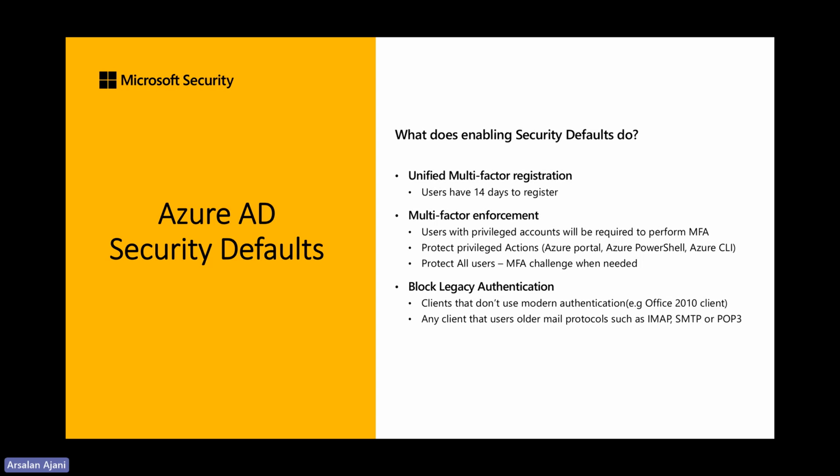Lastly, security defaults also blocks legacy authentication. Legacy authentication is a term that refers to authentication requests made by clients that don't support modern authentication. So think of the Office 2010 client, and also clients that use older mail protocols such as IMAP, SMTP, or POP3. Today, most compromising sign-in attempts come from legacy authentication. Legacy authentication doesn't support MFA, and even if you have MFA policies enabled on your directory, an attacker can authenticate by using an older protocol and bypass the MFA process. After security defaults are enabled in your tenant, all authentication requests made by older protocols will be blocked.